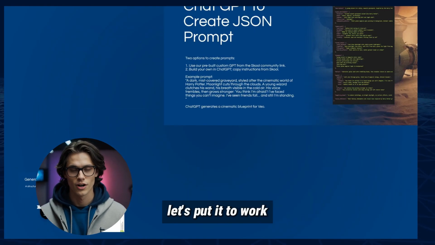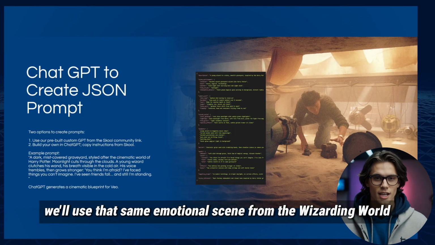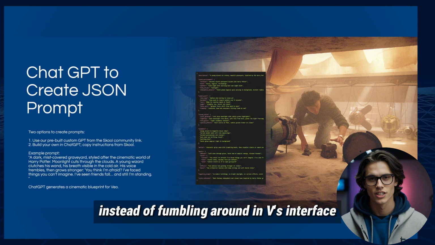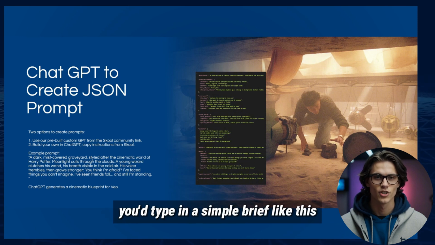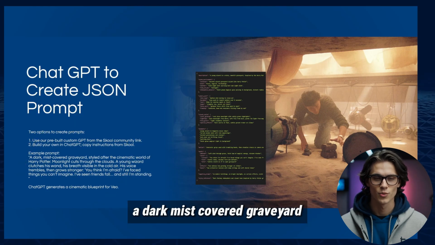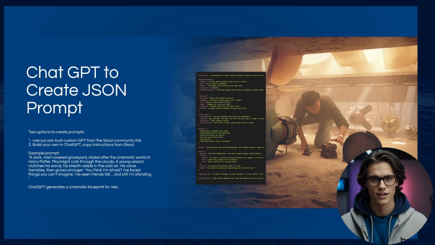Let's put it to work. We'll use that same emotional scene from the wizarding world. Instead of fumbling around in Veo's interface, you just talk to your custom ChatGPT. You'd type in a simple brief like this: a dark, mist-covered graveyard styled after the cinematic world of Harry Potter.